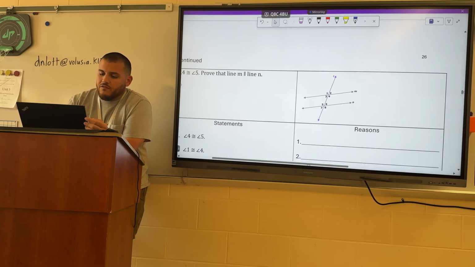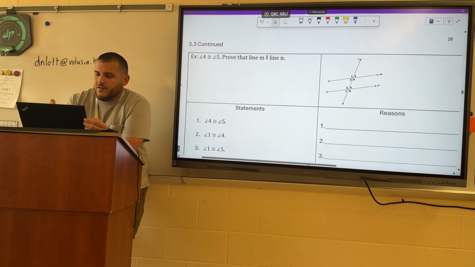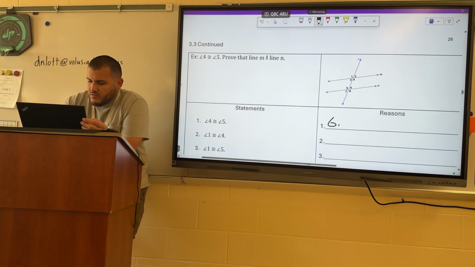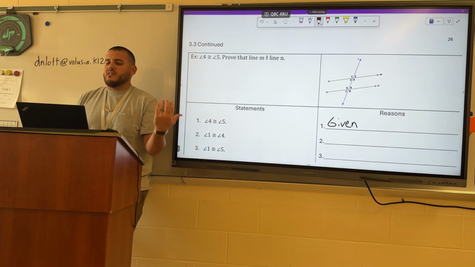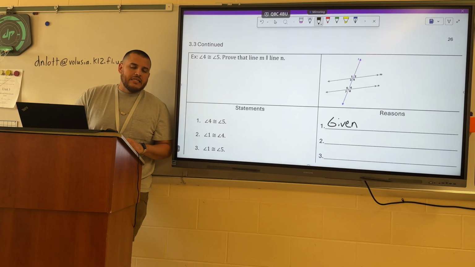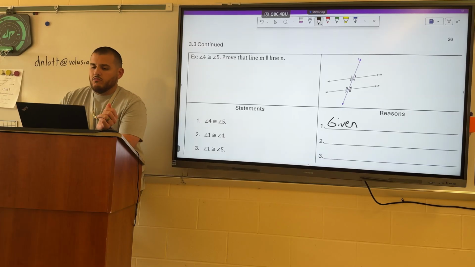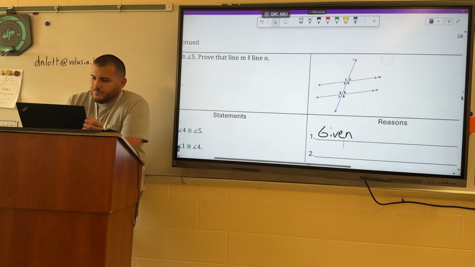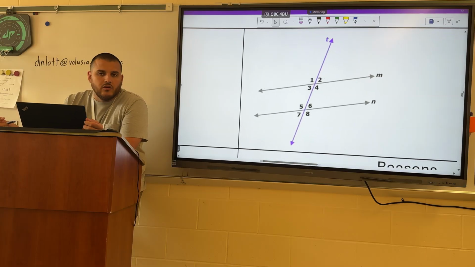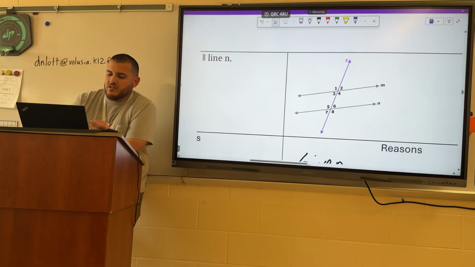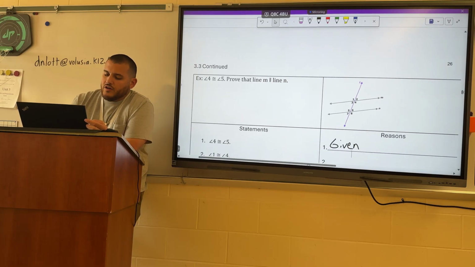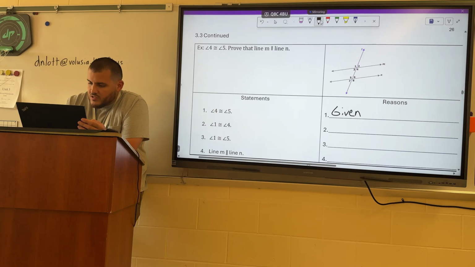So our first statement is always going to be our given information. And remember, our first reason will always be that it was given to us. Angle 4 is congruent to angle 5 because it was given to us. Our next statement says angle 1 is congruent to angle 4. Well, if we look in our figure, angle 1 is congruent to angle 4. We know that because they're vertical angles across from each other at the intersection of these lines. So we know vertical angles are always congruent to each other. That is the reason 1 is congruent to 4.